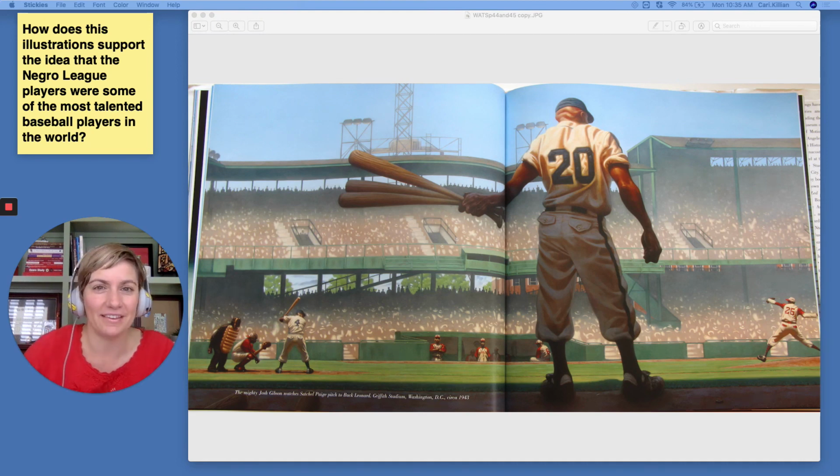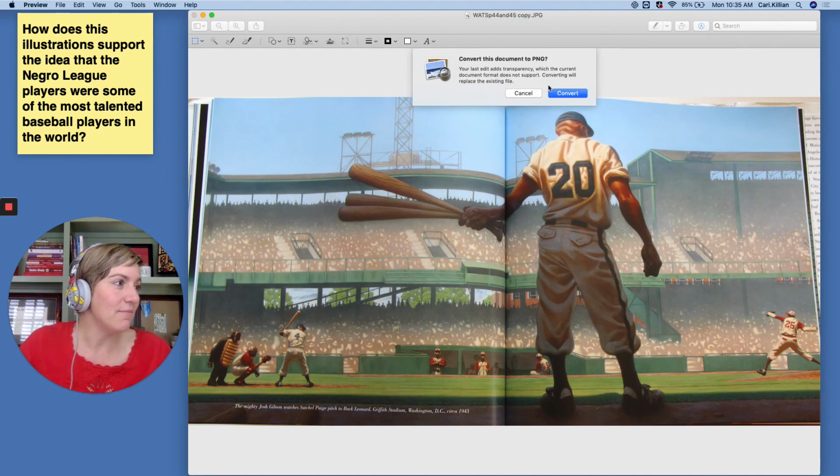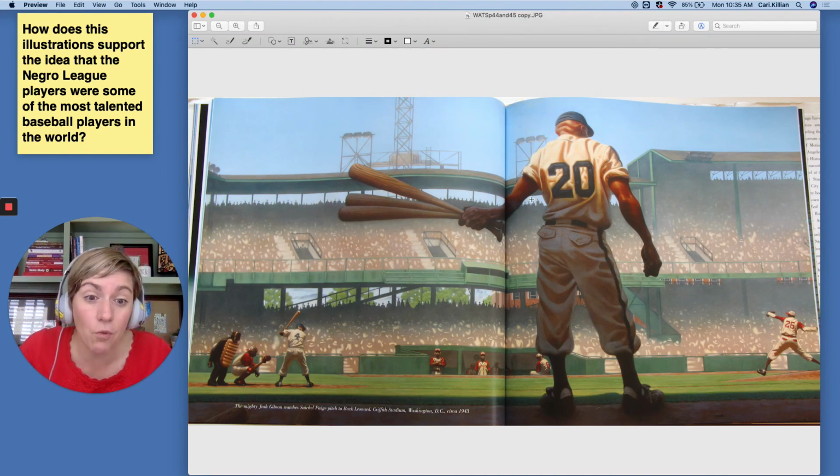Well, one thing that stands out to me right away are these 3 bats. Do you all see those 3 bats? Okay, so it makes me think, what 3 bats? He must be a strong player. He also probably is intimidating the other teams by doing this with those 3 bats, like showing that he's ready to mash the ball, as the text had said.